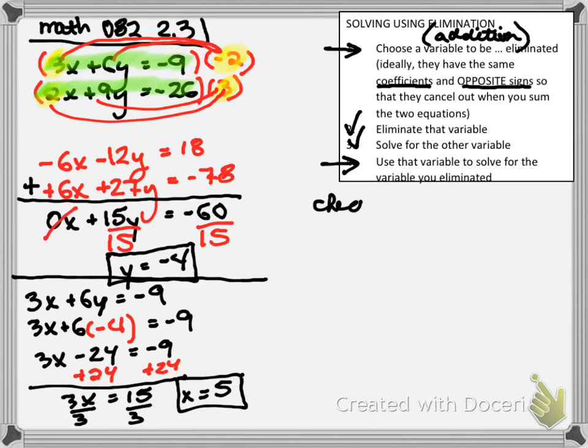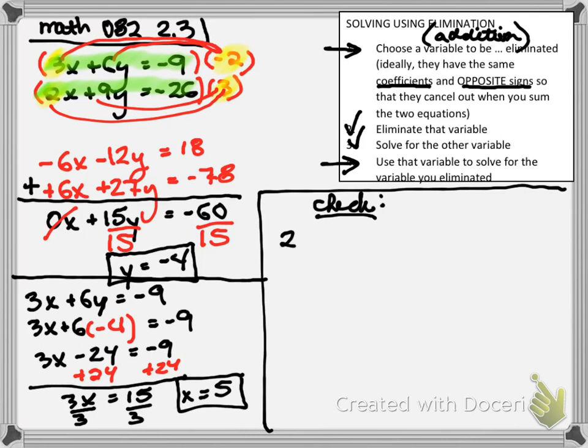Now in the last video I also mentioned that you can always check your work. Again, you can check it graphically. Unfortunately, unless you own a graphing calculator, you wouldn't be able to necessarily do that on the exam unless you wanted to do it by hand, which would be quite time consuming. So in an exam setting, the fastest and easiest way to check your work is to use the other equation.